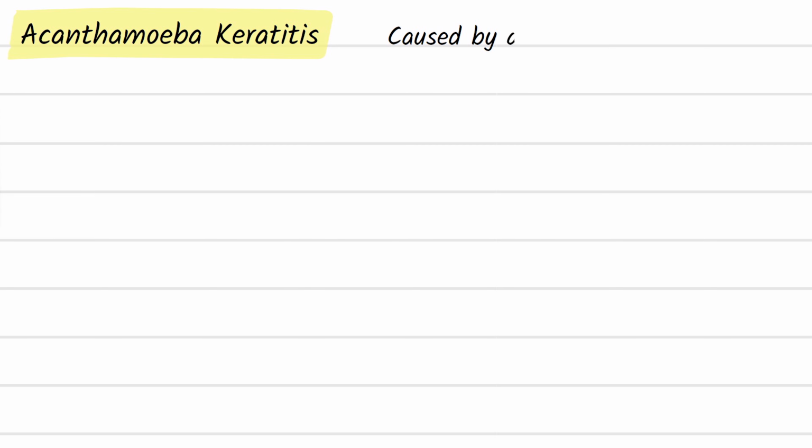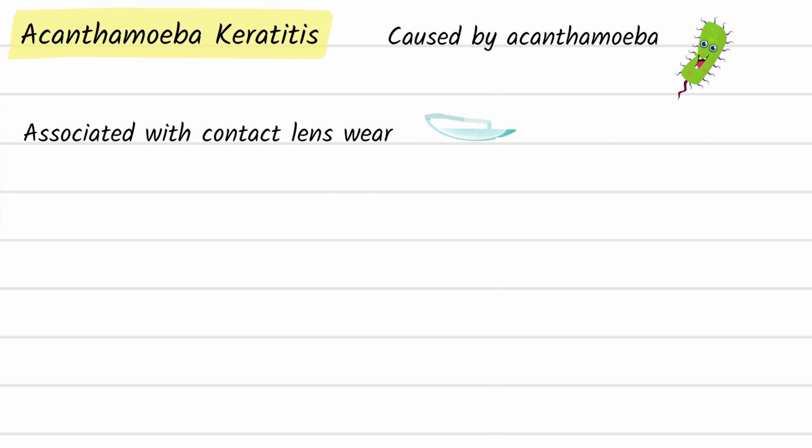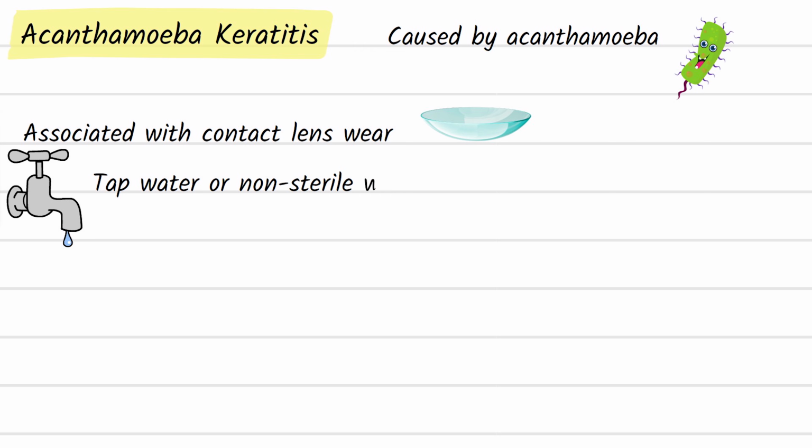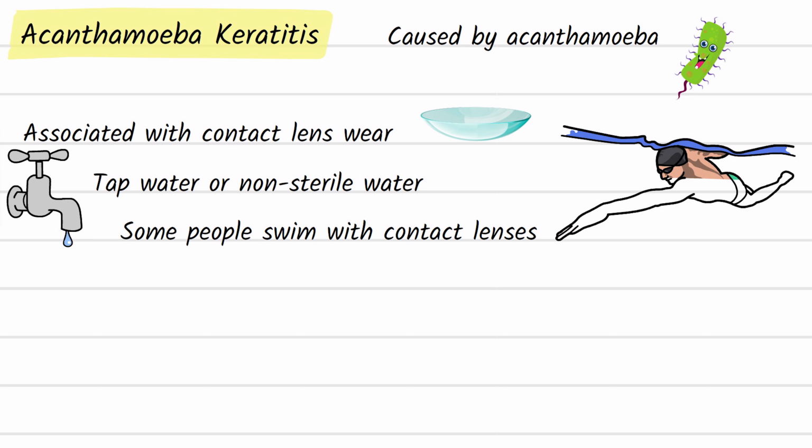We also have Acanthamoeba Keratitis, which is caused by a tiny parasite-like organism called Acanthamoeba. This is typically associated with contact lens wear, particularly in people who use tap water or non-sterile water to clean their contact lenses. Some people even swim while wearing contact lenses, which is basically asking for trouble.